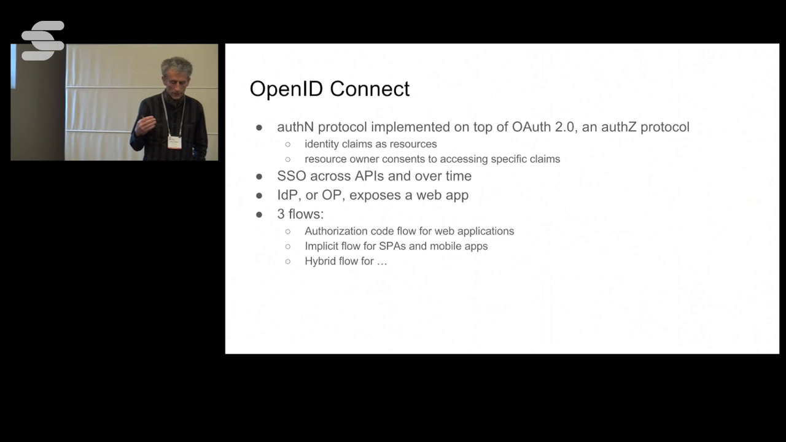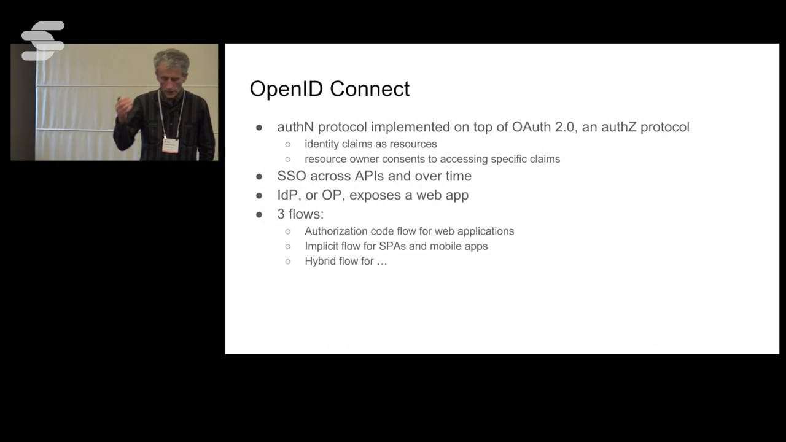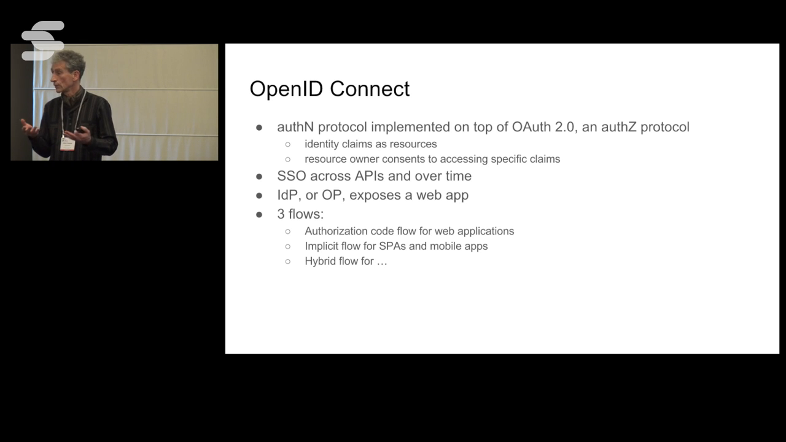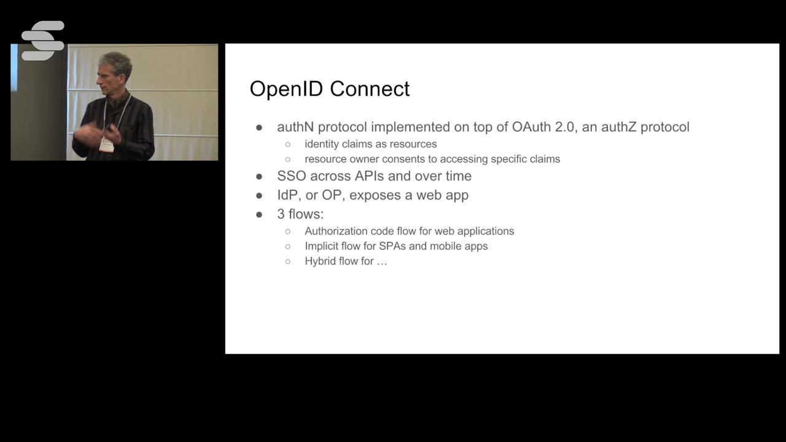So this is a protocol that is implemented on top of OAuth, which is something that puzzled me for quite a long time, because it seemed to be the wrong way around to me, right? So you have an authentication protocol that is built on top of an authorization protocol. So I always thought that authorization comes after authentication, right? You need to know who you're dealing with before you can decide what this person, this entity is allowed to do. And so in OpenID Connect, they've done it the opposite way.